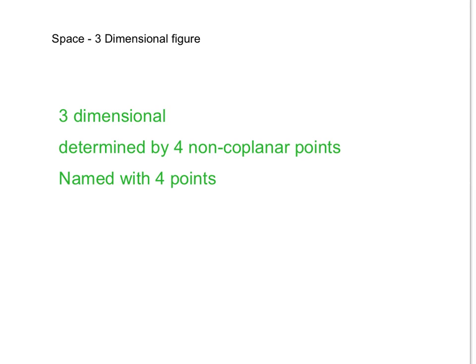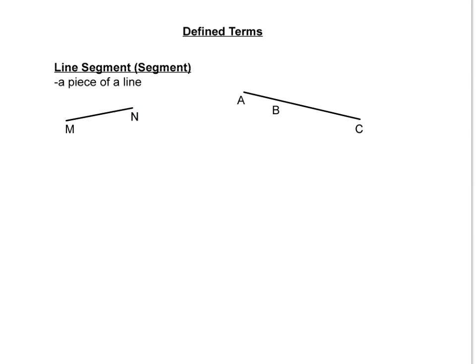A piece of paper is a plane, and space requires more than a plane to be able to draw it. Space is the world we live in. Okay, our next terms are line, a line segment.